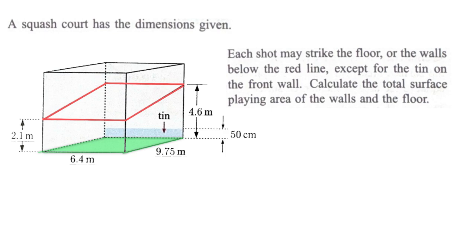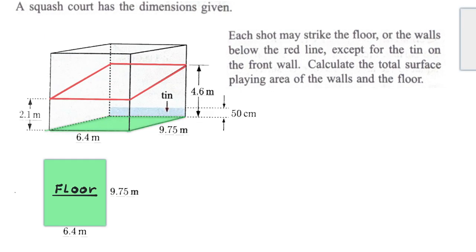First, we'll calculate the surface area of the floor, which is rectangular. Its area can be calculated by multiplying the width of the floor, which is 6.4 meters, by its length, 9.75 meters. And this comes up to 62.4 meters squared.